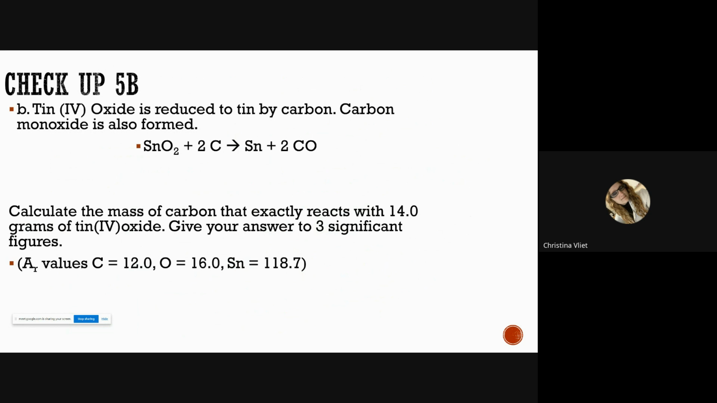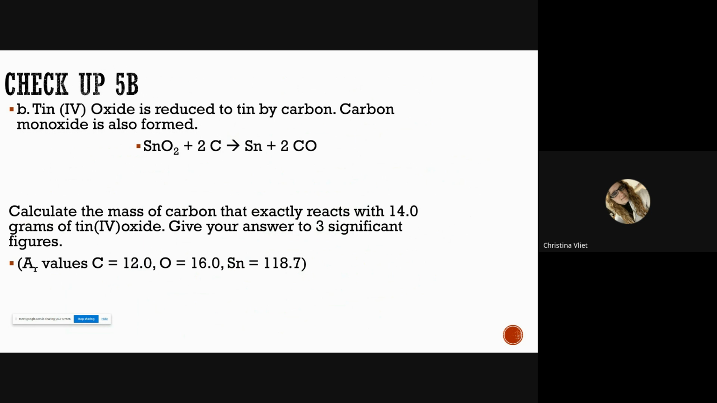So this is also from the textbook. Let's go through this process again, see if we get the idea what to do. Tin 4 oxide is reduced to tin by, reduced. You know that word? The chemistry word, reduced. Redox is coming. That's redox. Reduction oxidation. Coming later this unit. Tin 4 oxide is reduced to tin by carbon. Carbon monoxide is also formed. That's terrifying. Okay.